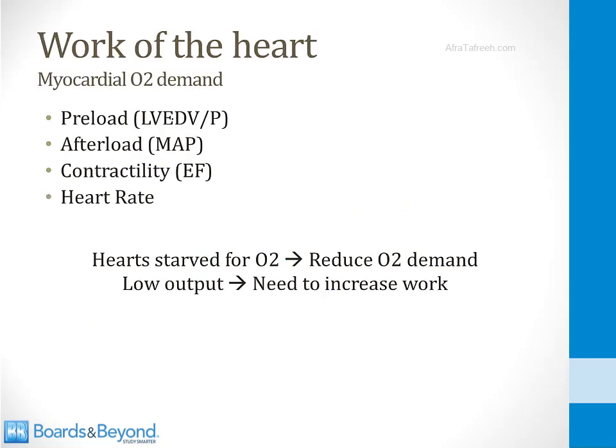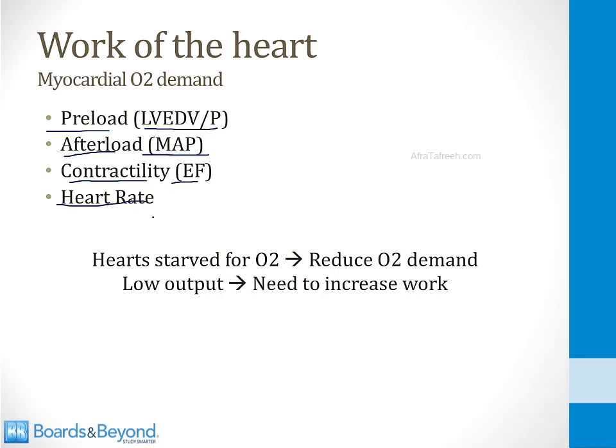So to summarize, the work of the heart is determined by four key components. The first is the preload, which we often estimate by the left ventricular end diastolic volume or pressure. The second is the afterload, which is often estimated by the mean arterial blood pressure. The third variable is the contractility, which is often estimated by the ejection fraction. And the fourth is the heart rate.